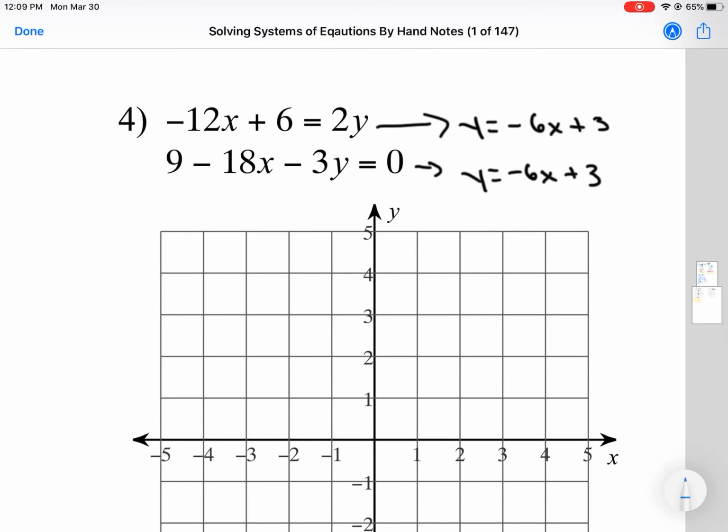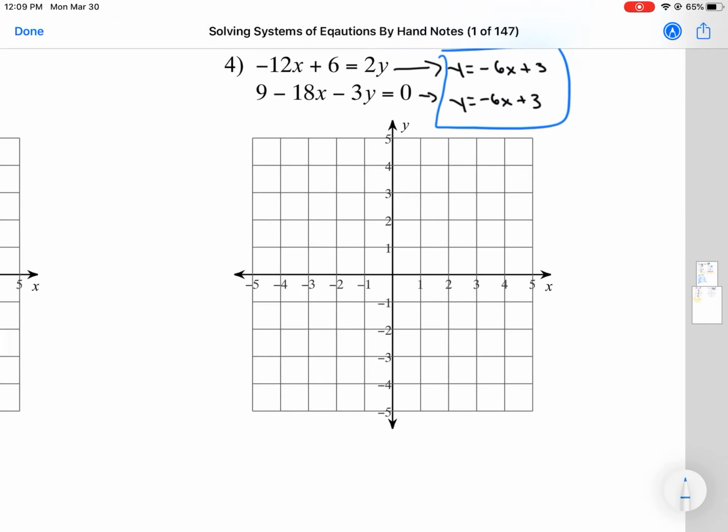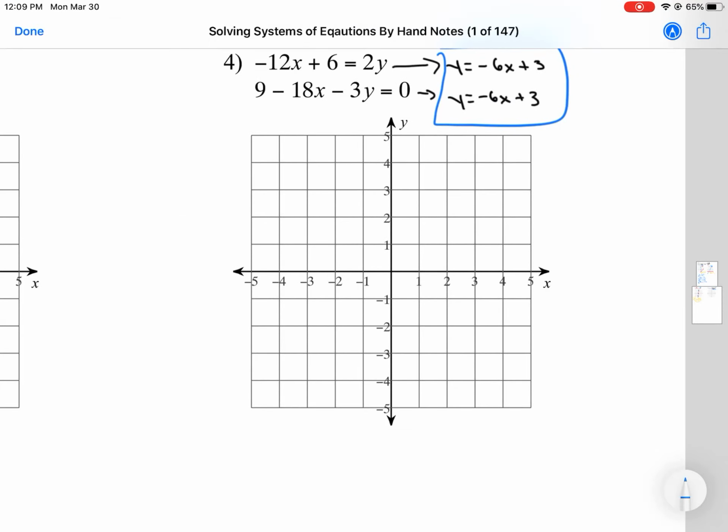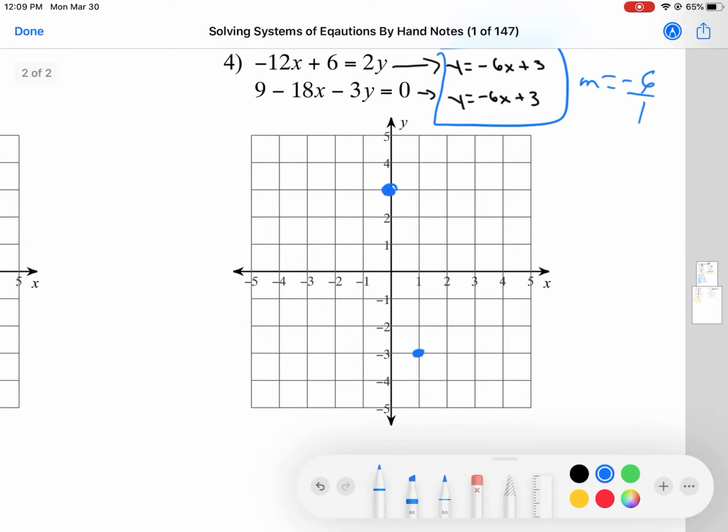And let's graph both of these here. As you can see, I put these graphs in slope-intercept form just to save us some time, just to get to it. But you'll notice that these are the exact same two graphs. So first, let's graph them. Start with my y-intercept of plus 3. I'll go down 6 because that's my slope. Negative 6 over 1. I'll go down 6, right 1. 1, 2, 3.